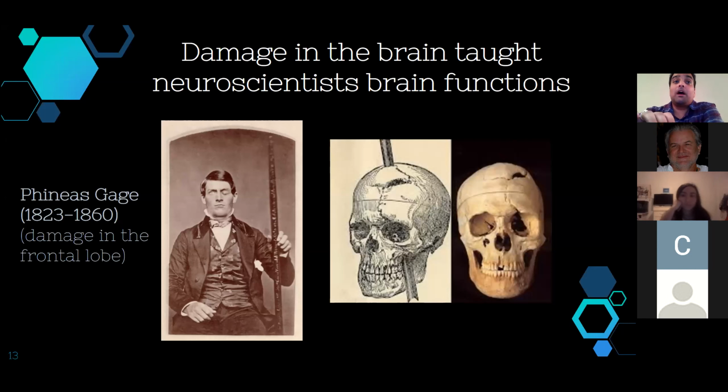Scientists later understood that during this accident, his frontal lobe, or this front part of the brain, was completely damaged. And what happened was, after the accident, Phineas Gage's personality changed. Before the accident, Phineas Gage was rational, very nice, nice to everyone, and he didn't used to drink alcohol and all that.